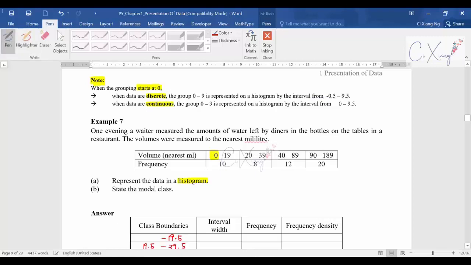Okay, so what is the meaning of discrete data? As I told you before, discrete data means something countable, like talking about the number of students.